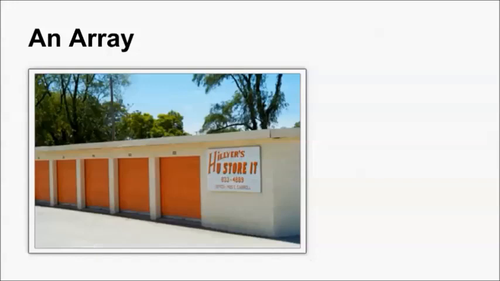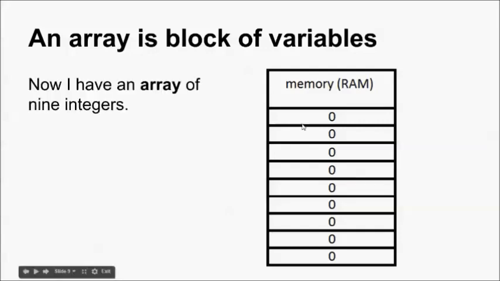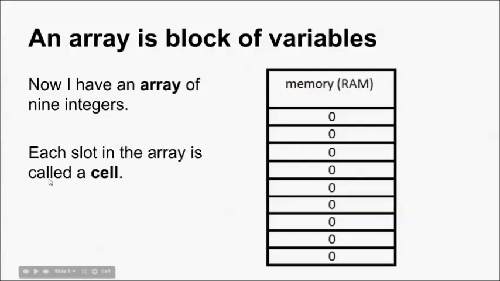Now let's take this analogy and move it over to computers. So here's an array of 9 integers. There's nothing special about the number 9. It's really just all I could fit in the diagram. You could have an array be 5 things long, 10 things long, 100 things long. Now, every little slot here that you see on the right is called a cell. So an array is made up of elements called cells that contain the values that you're storing.